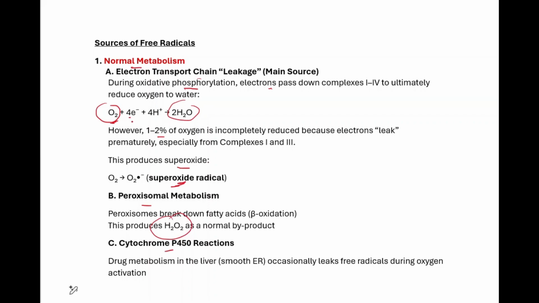And the last one under normal metabolism is the cytochrome P450, right? As we know, the cytochrome P450 is located in the liver, right? Particularly in which organelle? The smooth endoplasmic reticulum. And this is important for drug metabolism.